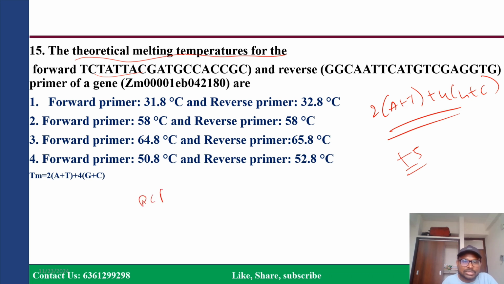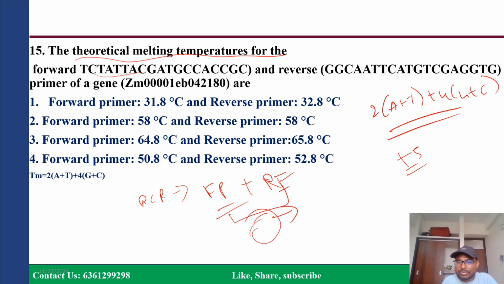For PCR, what do we need? Forward primer plus reverse primer. And if you are setting up a single reaction, you should have equal melting temperatures. Check: 64.8 and 65, fine; 50.8 and 64.8, not.